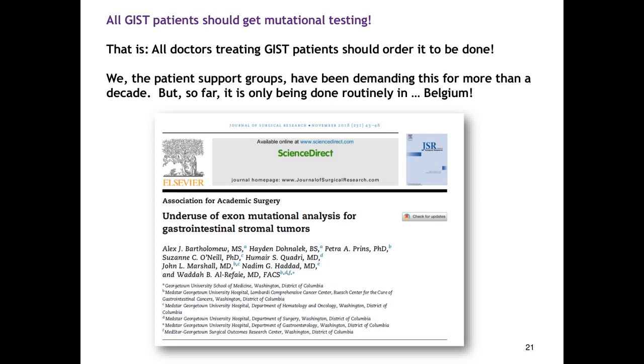I've shown you here a paper that came out just last year by a group of doctors treating GIST in Washington, D.C. And even in Washington, D.C., in the nation's capital, even there, they're complaining that mutational analysis is being highly underused. It's not being done as often as it should be.